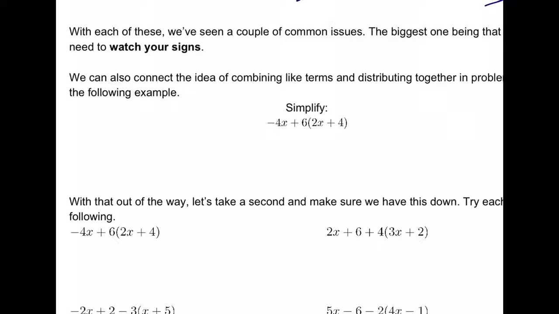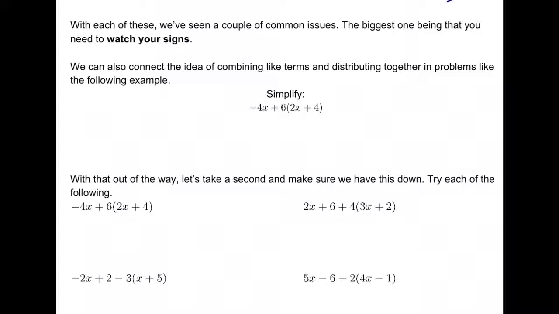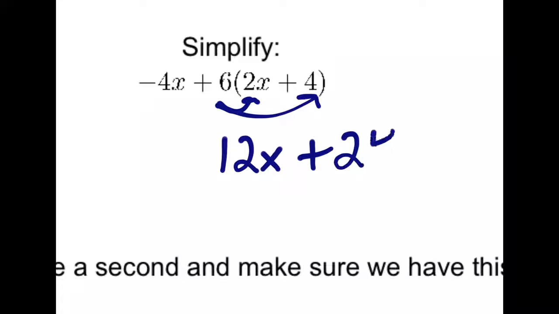With each of these, we've seen a couple of common issues, the biggest one being that you need to watch your signs. We can also connect the idea of combining like terms and distributing together in problems like the following example. Simplify. Negative 4x plus 6 times the quantity 2x plus 4. First we distribute, then we combine like terms. So 6 times 2x gives me a 12x. 6 times a positive 4 gives me a positive 24.